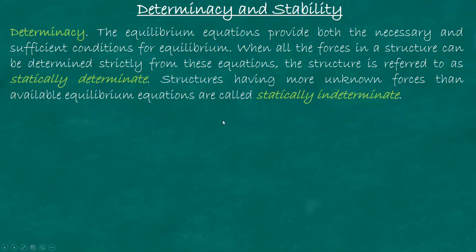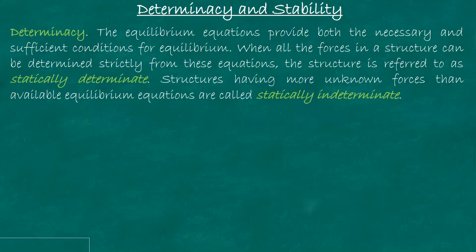Determinacy and stability. Determinacy: the equilibrium equations provide both the necessary and sufficient conditions for equilibrium. So, when all the forces in a structure can be determined strictly from these equations, the structure is referred to as statically determinate. In other words, if your equations are enough to solve the unknowns, it is statically determinate.